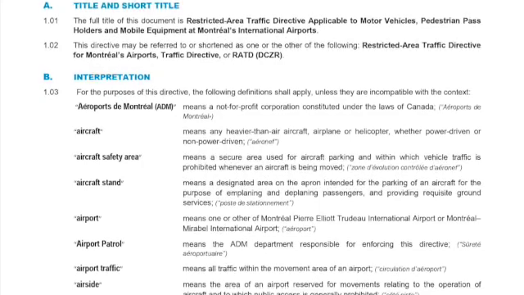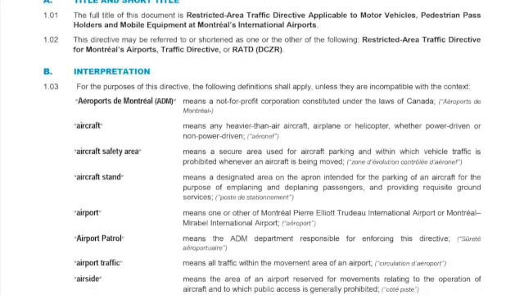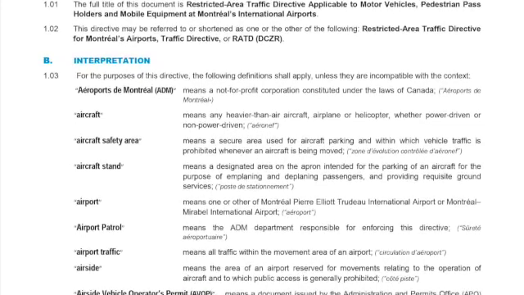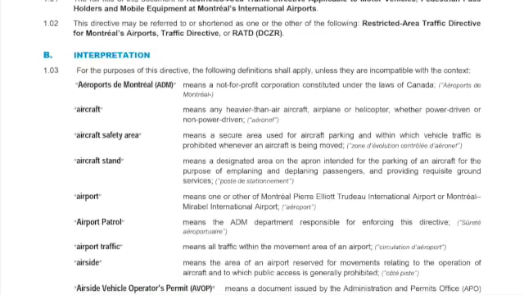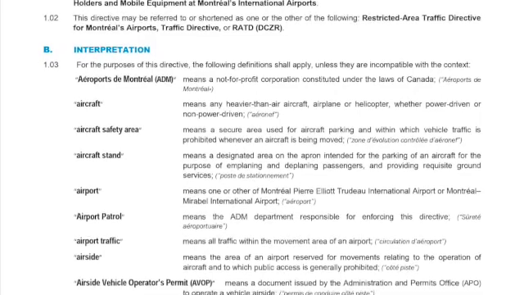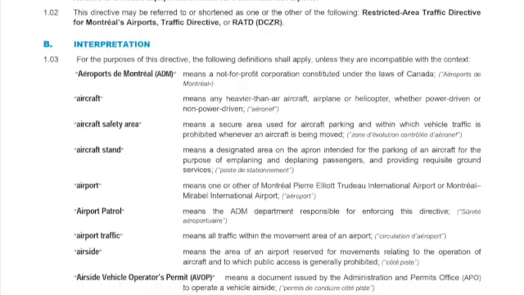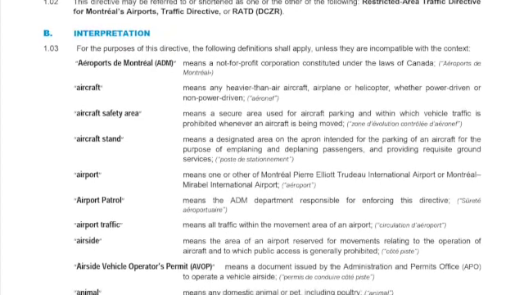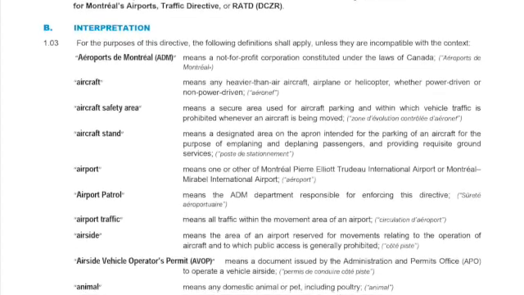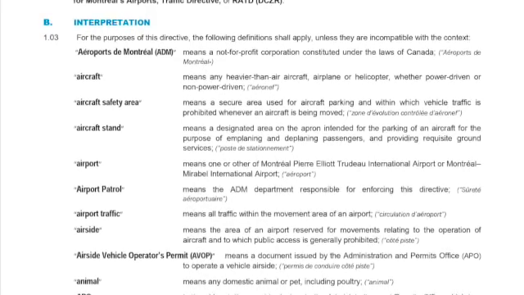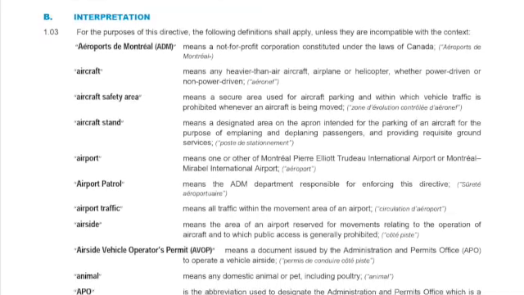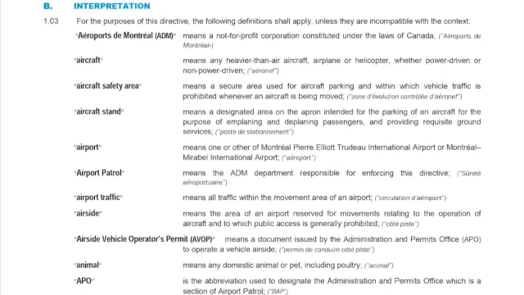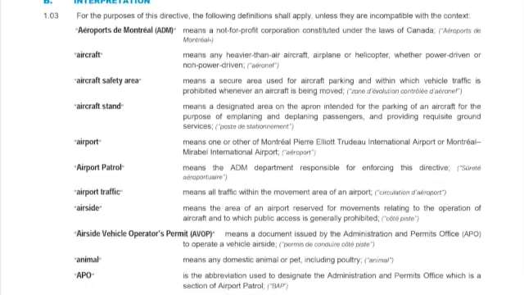aircraft is being moved. Aircraft stand means a designated area on the apron intended for the parking of an aircraft for the purpose of emplaning and deplaning passengers, and providing requisite ground services. Airport means one or other of Montreal Pierre Elliott Trudeau International Airport or Montreal Mirabel International Airport. Airport Patrol means the ADM department responsible for enforcing this directive. Airport traffic means all traffic within the movement area of an airport.